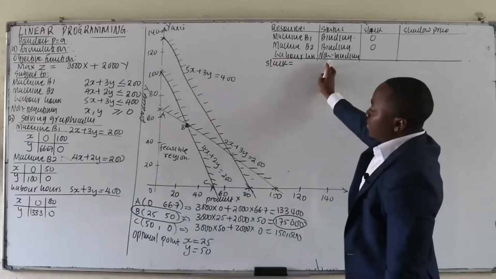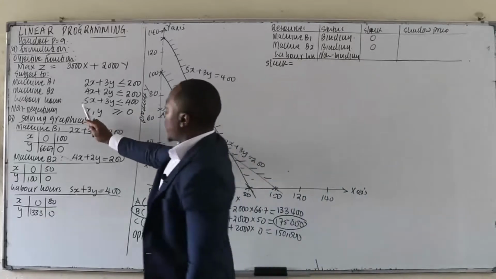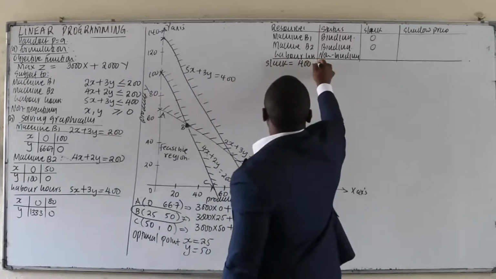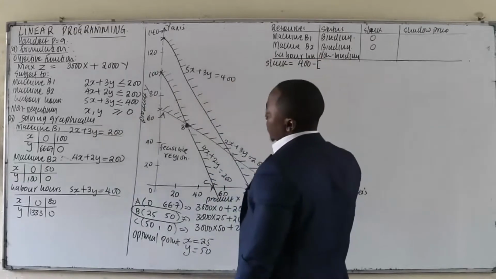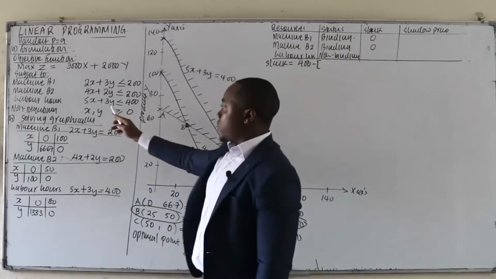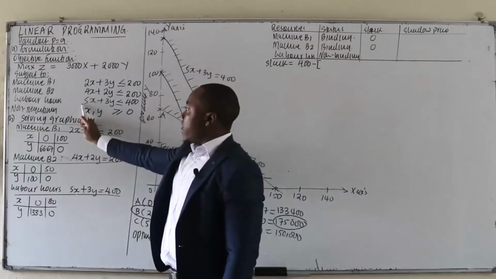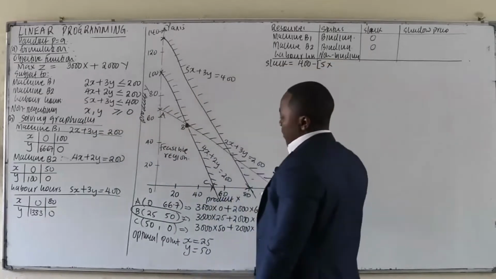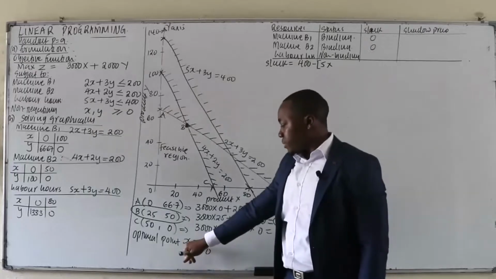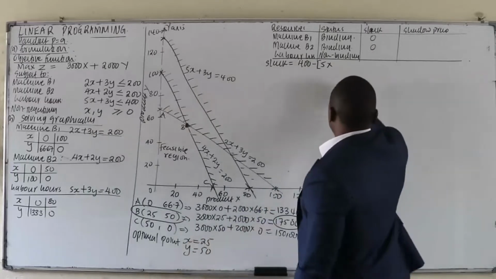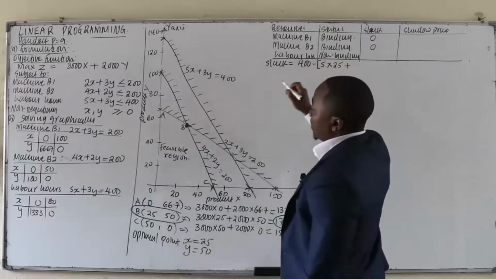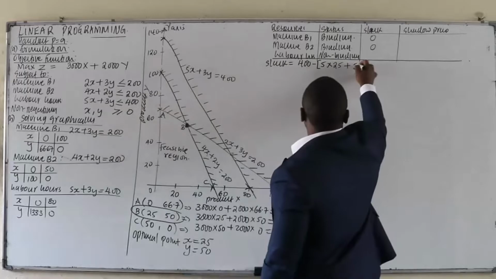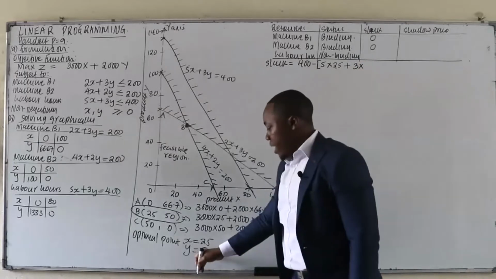For labor hours, which is non-binding, we had a maximum of 400 hours. Now, of the 400 hours, how much did we use? I use this equation for labor hours. You need 5 hours to make each unit of X. At optimality, we produce 25 units of X. Plus, to make each unit of Y, you require 3 hours. So it's 3 times Y, and Y is 50.